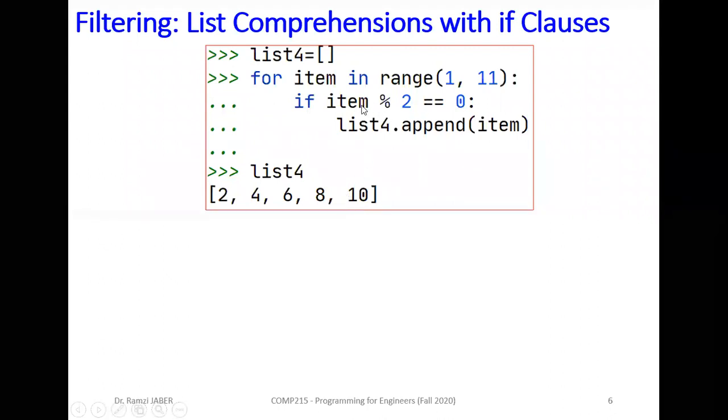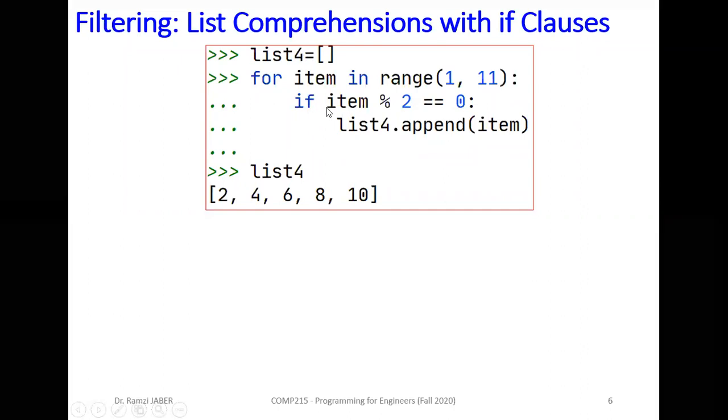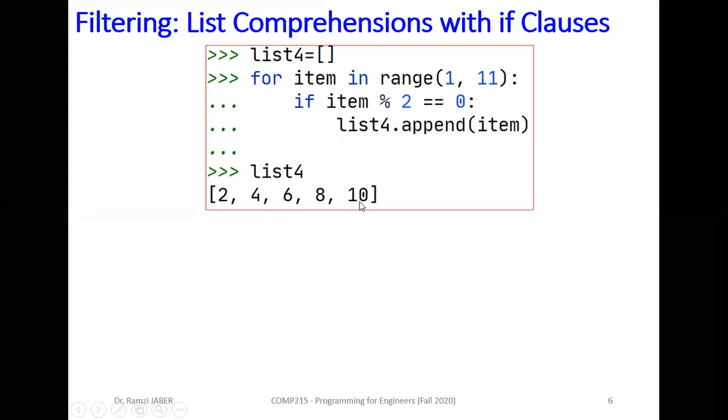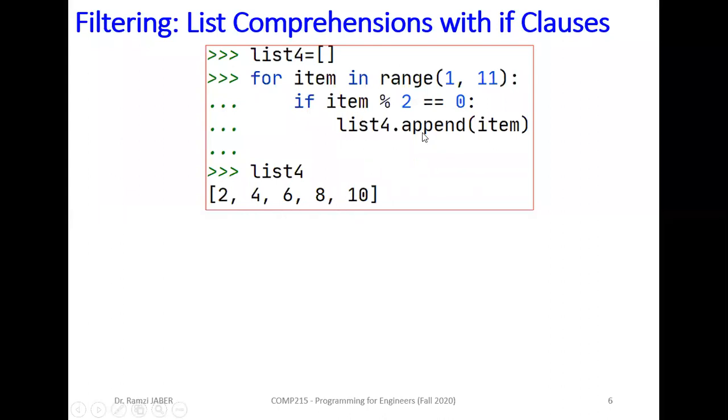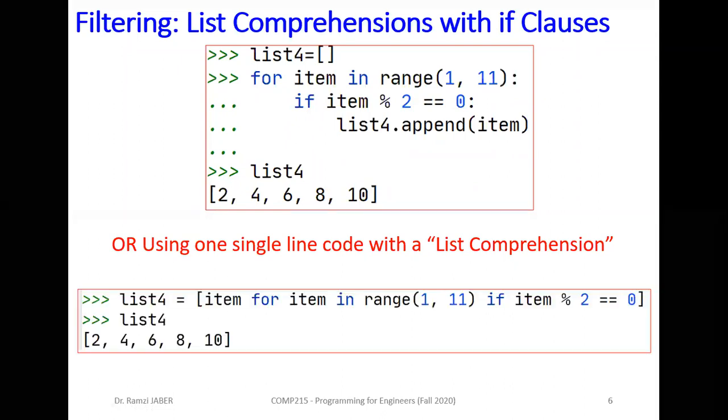So if the item is an even number, list 4 dot append includes this even number in the list. If it's not, skip it, don't include it. The odd numbers will be skipped, no else here. So list 4 will be 2 4 6 8 10. Any question for this small code? It's clear? Good.